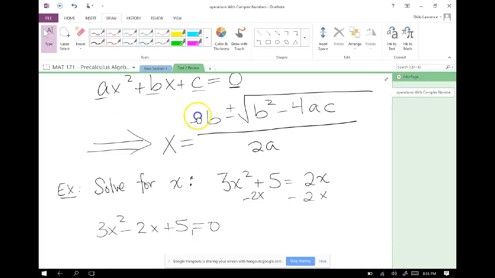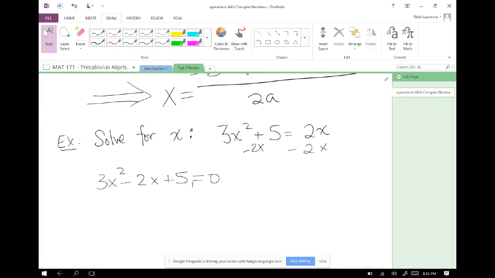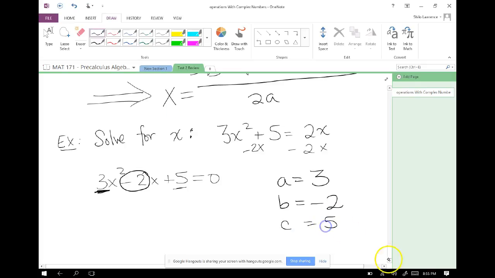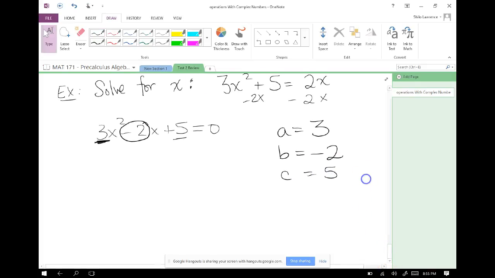So I can identify my A, B, C appropriately. Looking at this, the A is 3. The A always comes from your x squared piece. The B is going to be negative 2. You always use the sign in front as well. And the C is 5. And all I have to do is plug those 3 values into my quadratic formula and simplify, and I'll have the solutions for my quadratic equation.